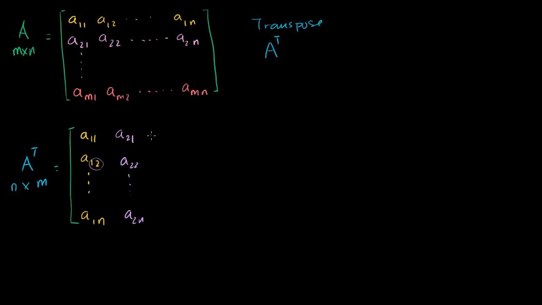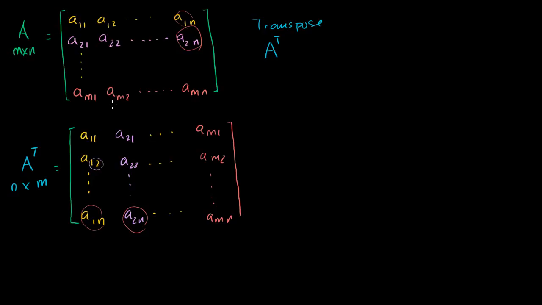And then you just keep doing this. And then this mth row will now become the mth column: am1, am2, all the way down to amn. So this entry is now that entry, and that entry is now this entry. I think you get the idea. This is what a transpose is.